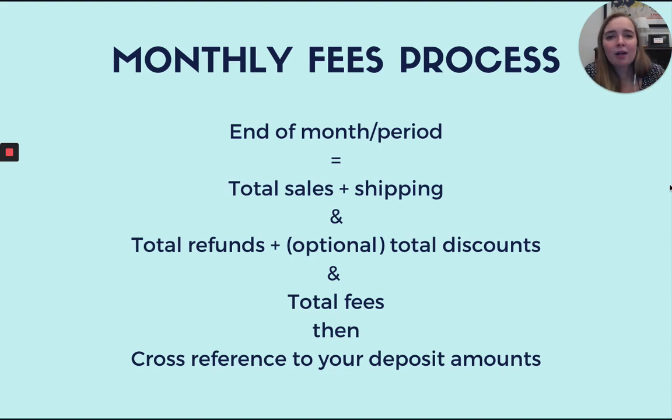So for an end of month or an end of period, if you'd like to do this on a non-monthly basis, we need to work out what our total sales are and what we receive for shipping from customers. We then also should know what refunds we processed and optionally what discounts we processed as well. So you can record discounts separately when it comes to bookkeeping. Then obviously we need to know our total fees, and we should be cross-referencing those amounts, those calculations against our deposits and the statements Etsy sends us before we process into bookkeeping.